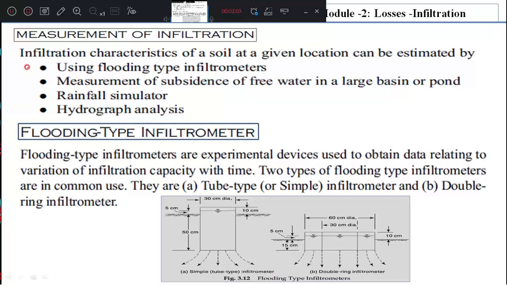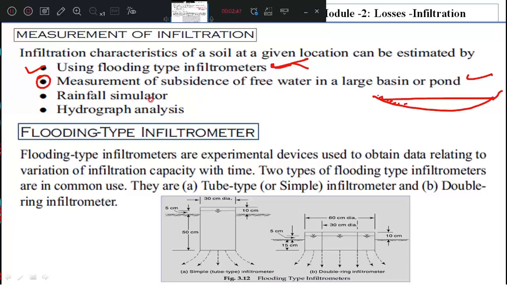For that we have four methods. The first method is using a flood type infiltrometer, flooding infiltrometer. In this one we have two types that we will discuss. Then, measurement of subsidence of free water in large basin ponds. In higher studies they will make a big, large pond and allow the water to stand there, with some graduations, and then study infiltration. This one we will not study for your syllabus.